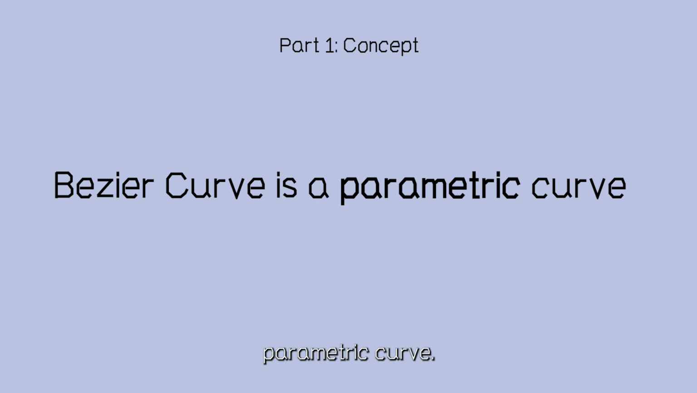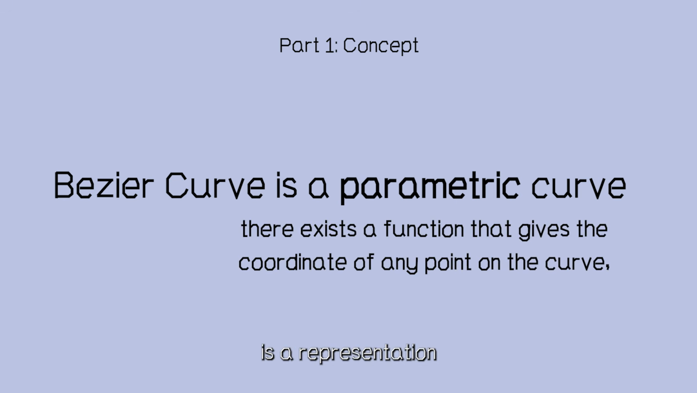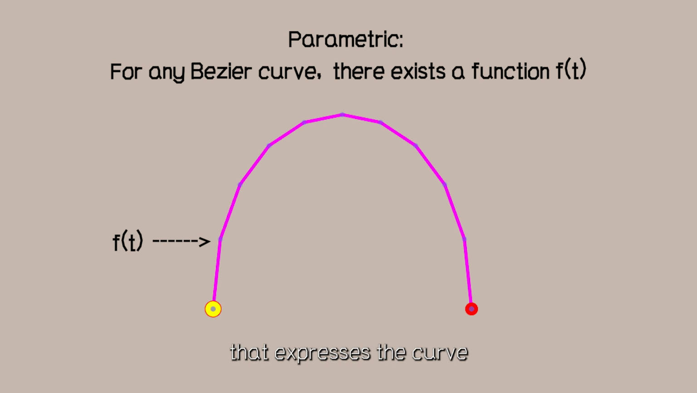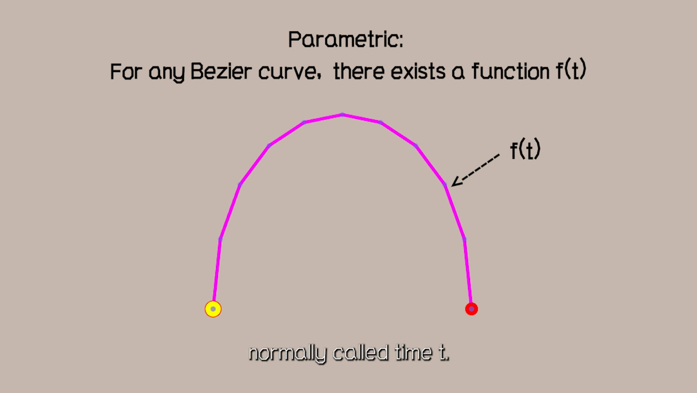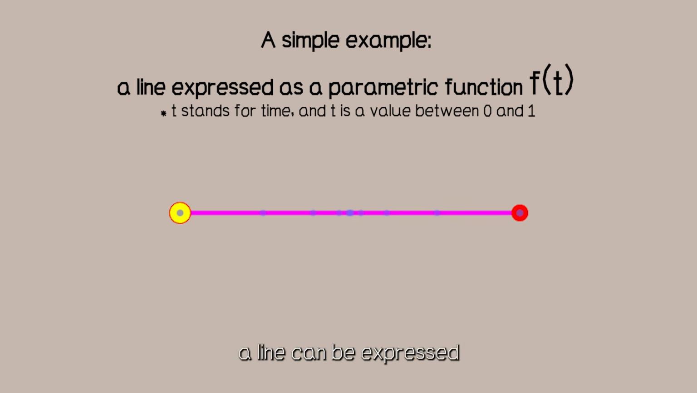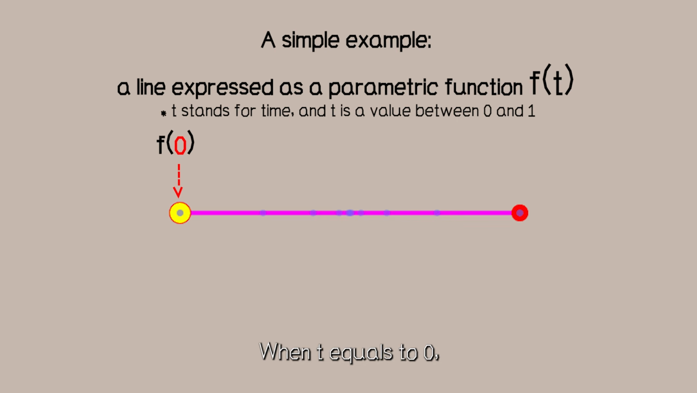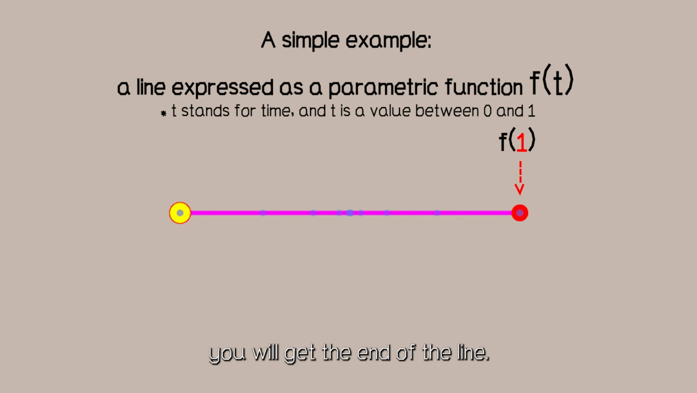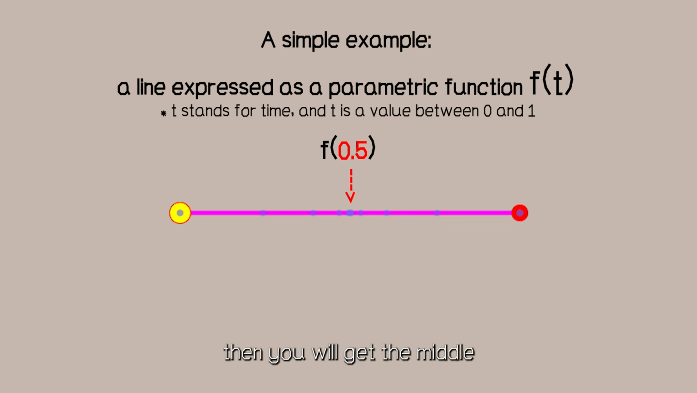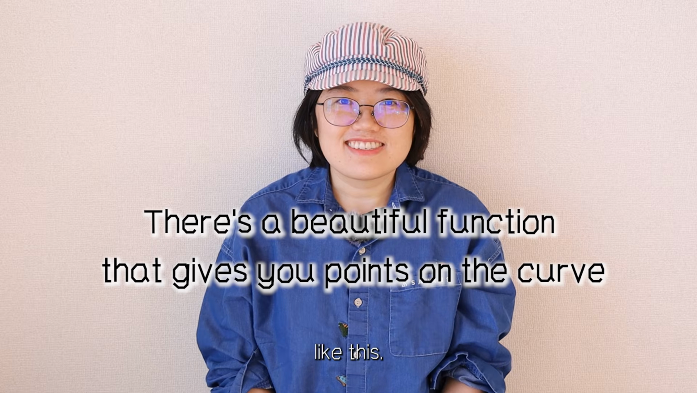A Bezier curve is a parametric curve. In a simplified definition, a parametric curve function is a representation of a mathematical formula that expresses the curve using a variable, normally called time t. For instance, a line can be expressed using a line parametric function. When t equals 0, the result of the function will give you the starting point of the line. When t is 1, you will get the end of the line. If you plug in 0.5, then you will get the middle point of the line. A Bezier curve is expressed exactly like this.